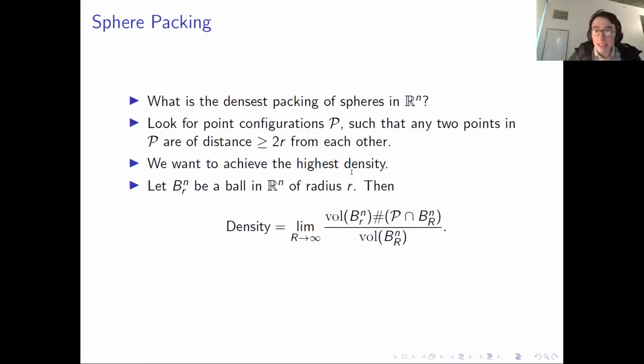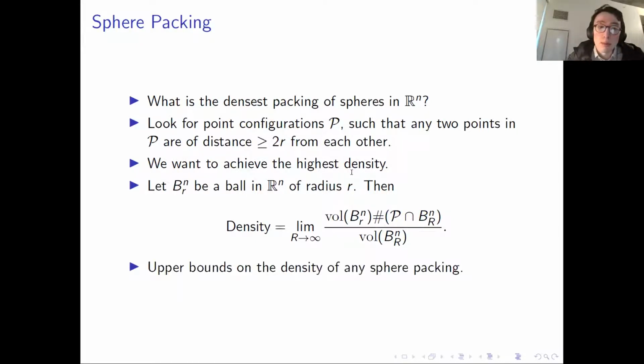You might think that this limit doesn't necessarily exist for an arbitrary point configuration, but all of those examples are a little bit pathological. For example, for periodic configurations, this limit always exists. And if you're trying to find lower bounds, maybe you want to explicitly construct packings which achieve high density. But we're going to try to give an upper bound on all possible sphere packings. How do you give an upper bound? Because there are so many sphere packings out there.